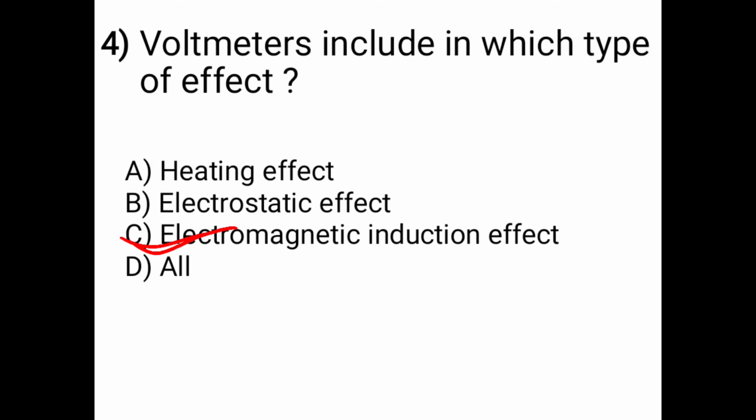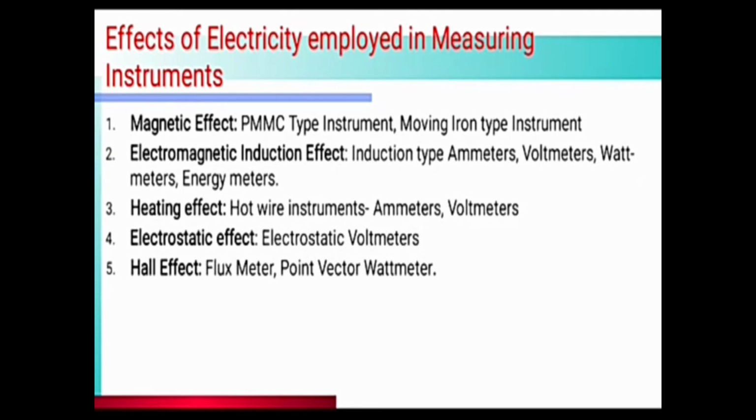Before the next question, we see the effects of electricity employed in measuring instruments, meaning which instrument is used in which effect. First is magnetic effect: PMMC type instrument and moving iron type instrument. These two instruments are included in the magnetic effect.